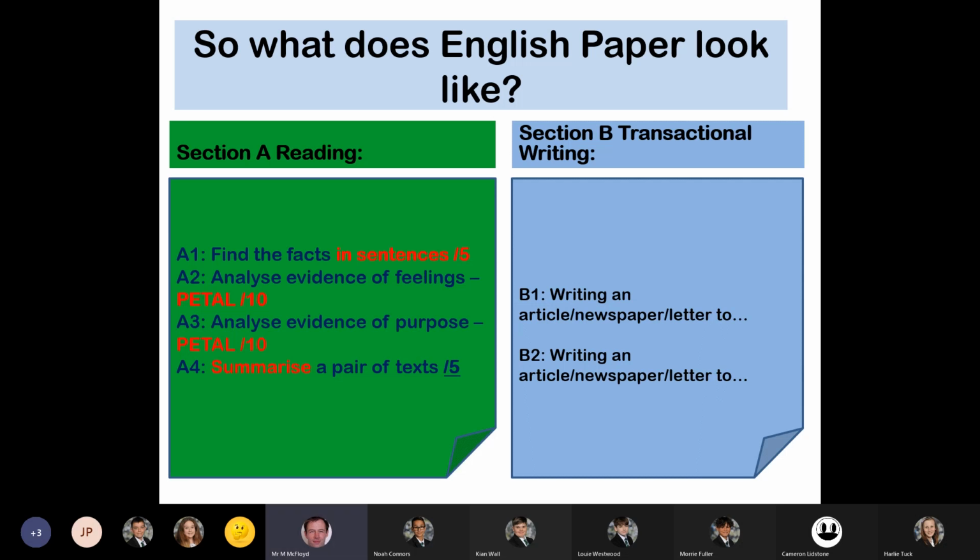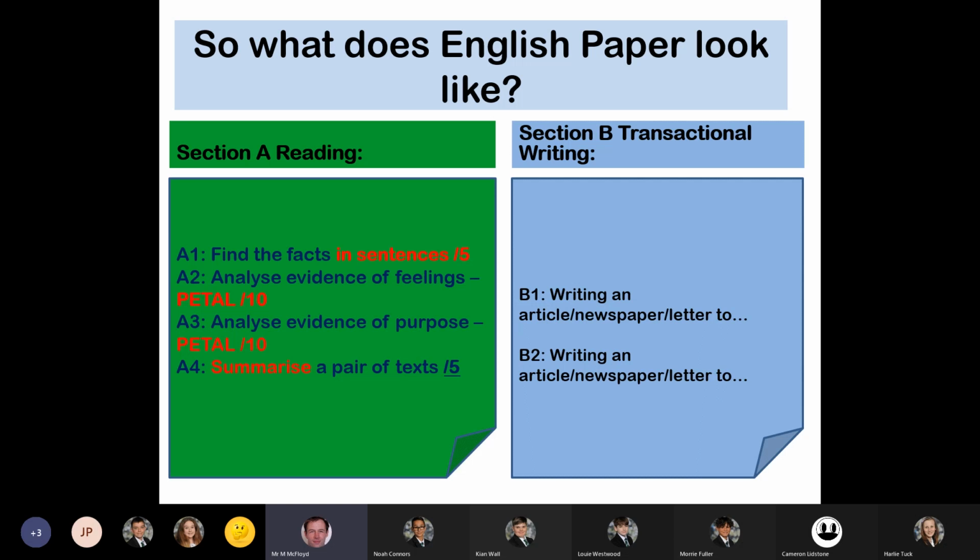Today then, we're going to focus primarily on section A, reading. You will notice there are 4 different questions. These are more or less in order of difficulty. Question 1, or A1, will ask you to find the facts. Okay, it will ask you to locate facts in a piece of writing. It is A1 that we're going to focus on today.